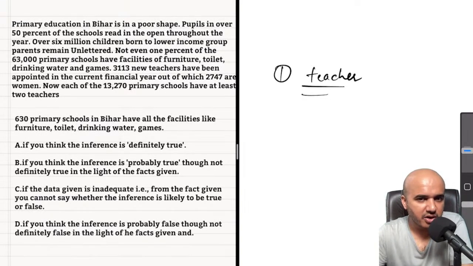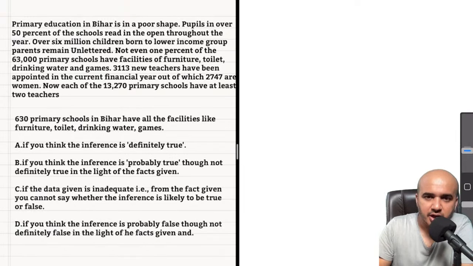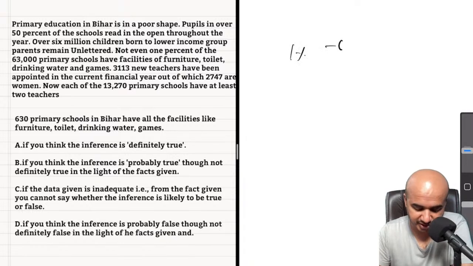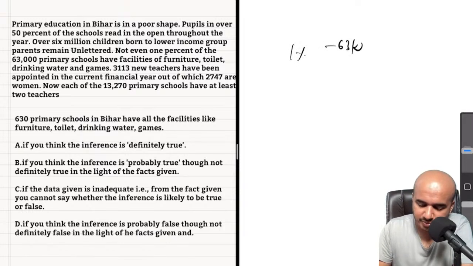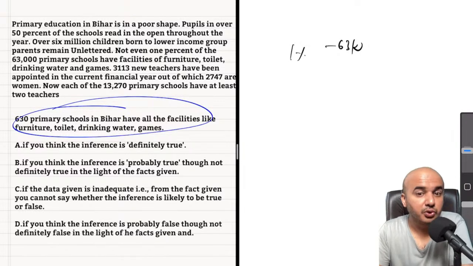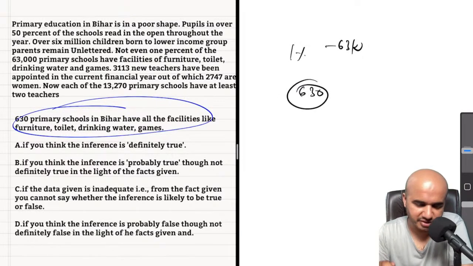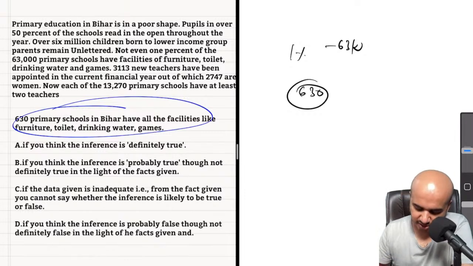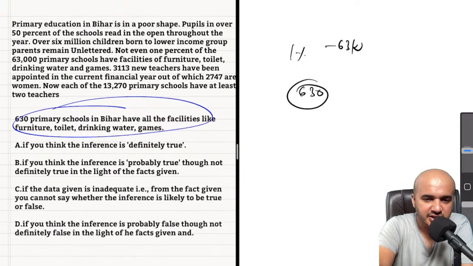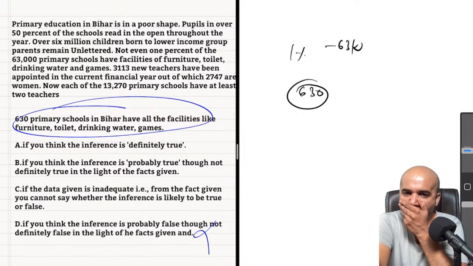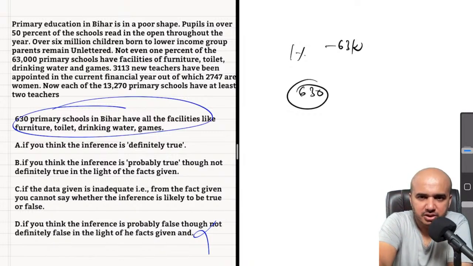630 primary schools in Bihar have all the facilities like furniture, toilet, drinking water, games. Where in the problem have they mentioned anything with respect to this? What they have mentioned is not even 1% of 63,000 have all these facilities mentioned in the inference. Not even 1% means even 630 schools do not have the facility. So obviously the inference given in the question is false. So option D is in fact the right answer. Okay, let's move on to the next one.